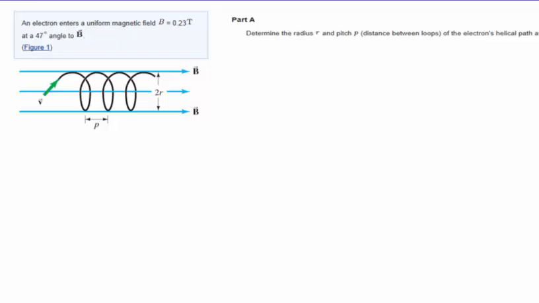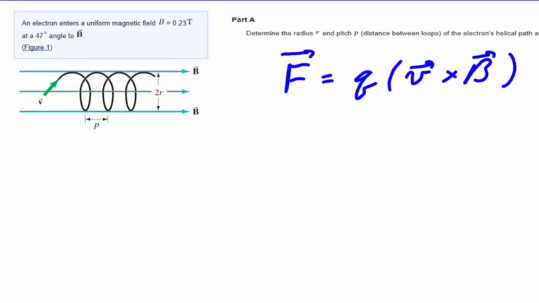In solving this problem, we need to be aware that the force due to a magnetic field on a charged particle with some velocity is given by the cross product between the velocity of the particle and the magnetic field. The property of the cross product tells us that only the portion of the velocity that is perpendicular to the magnetic field counts. For this reason, we examine our figure very carefully and recognize that this particular velocity vector is not entirely perpendicular to the magnetic field.